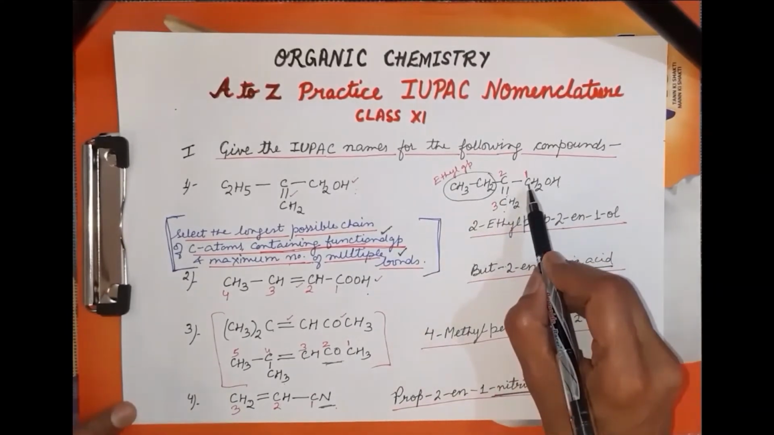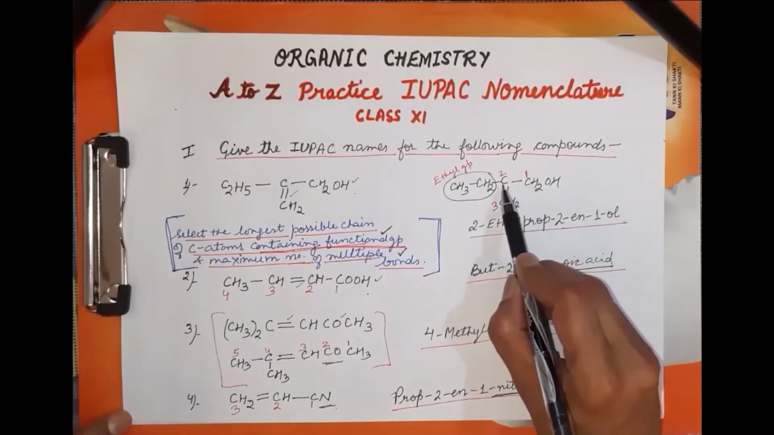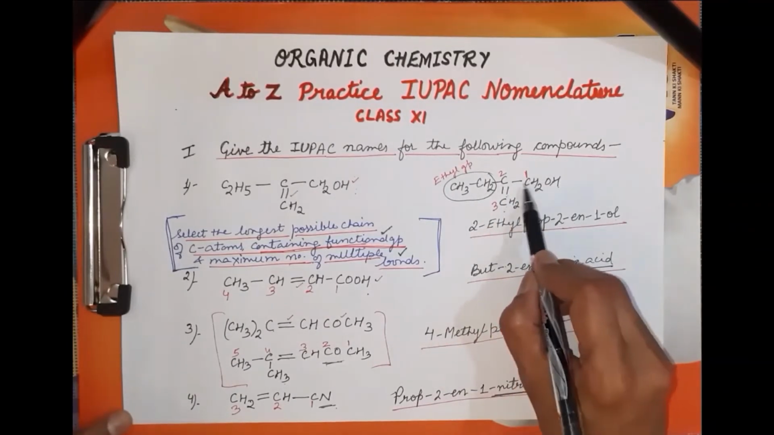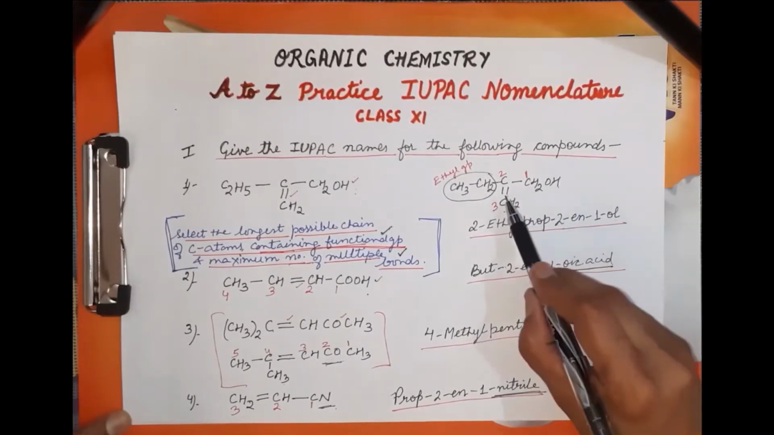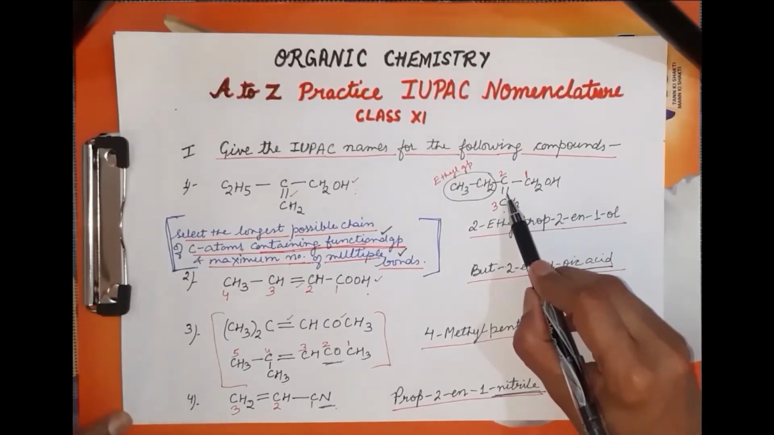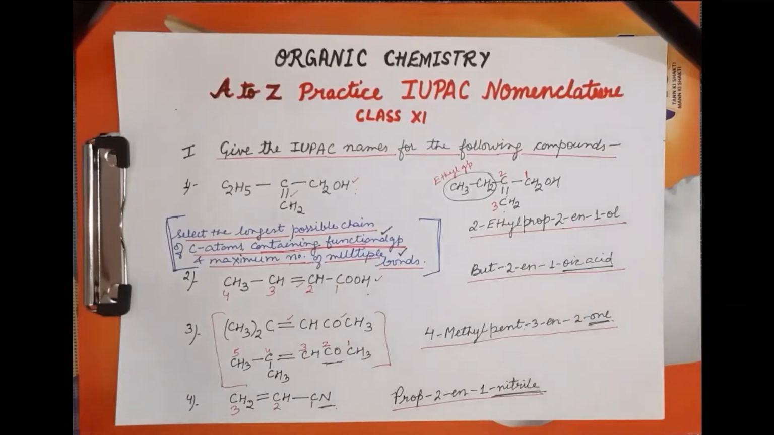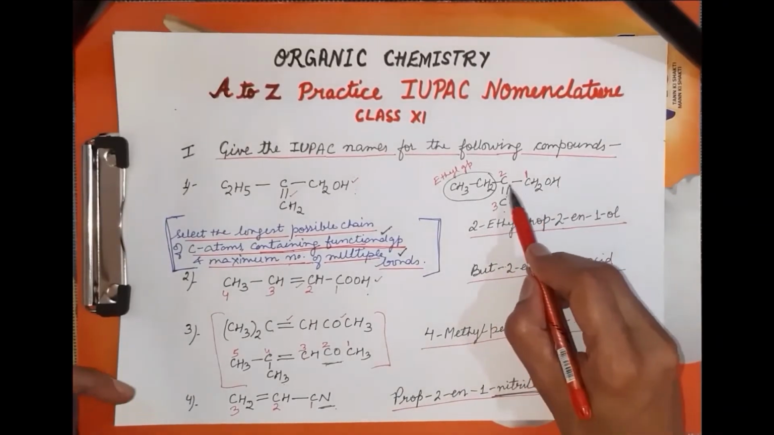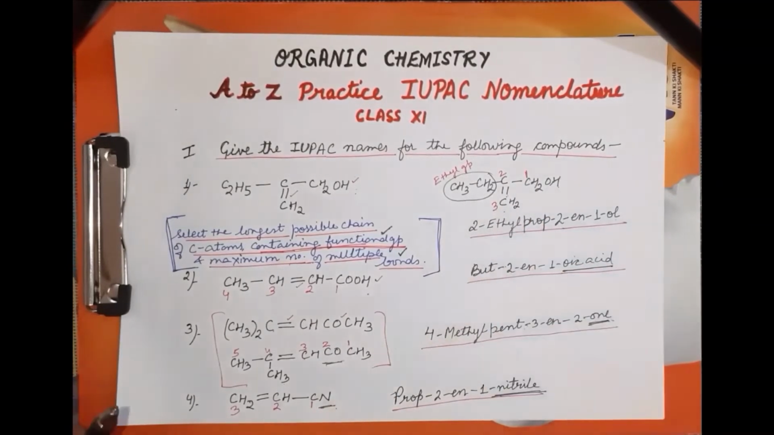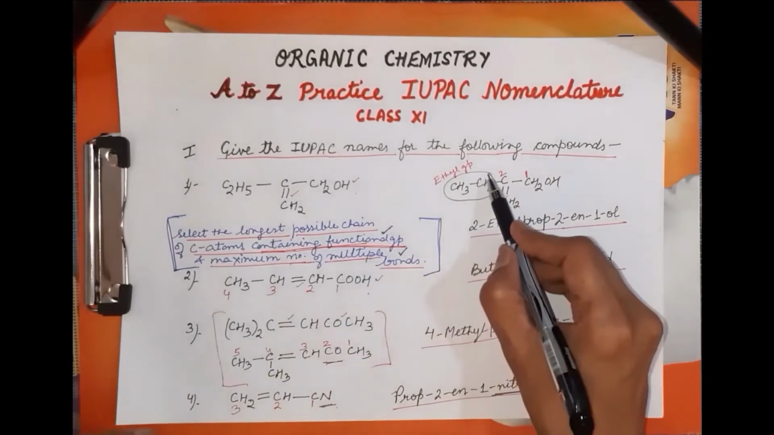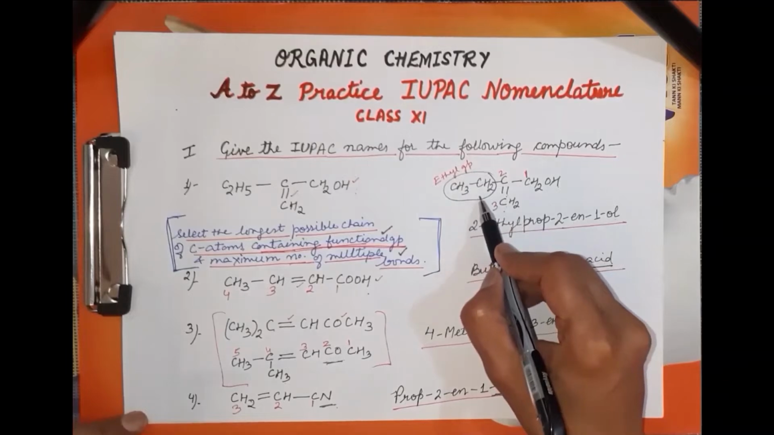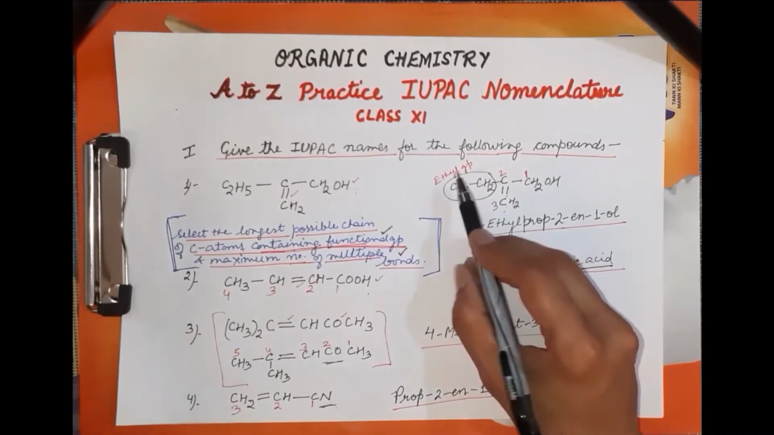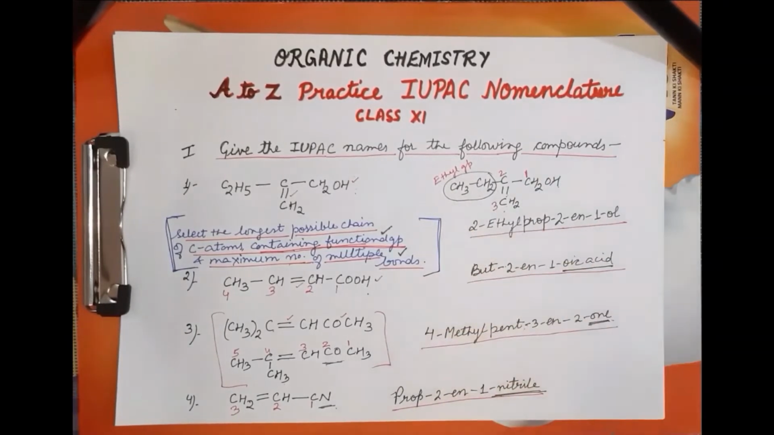So we will number it like this, 1, 2, 3, because in this way it contains the functional group and the double bond also. So in this way this will be the substituent. CH3CH2 will be the substituent, and we know very well it is called the ethyl group.